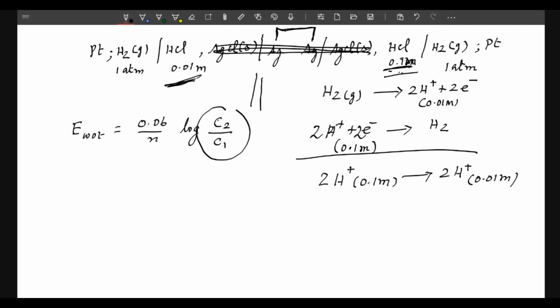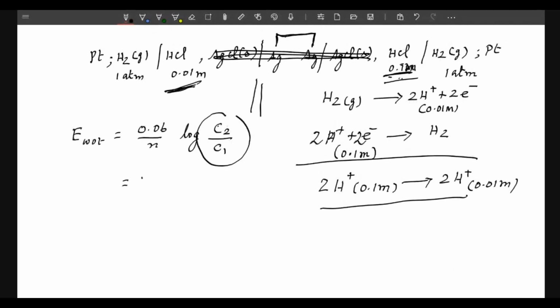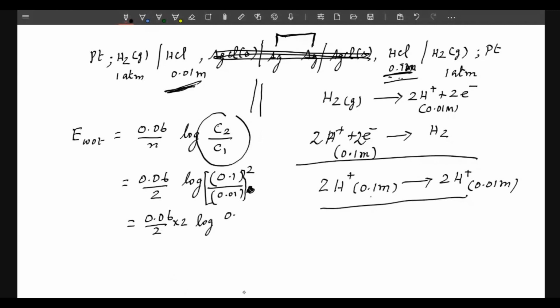Okay. If you use this net reaction, how many electrons are involved? 2 electrons. Then you put 0.06 by 2 into log of the concentration ratio C2, that is 0.1 molar squared divided by 0.01 molar squared. If you consider this square and this square, you can put them in a common square. Bringing it out of the log gives 2 into log of 0.1 by 0.01. This 2 and this 2 cancel, and this is the value.